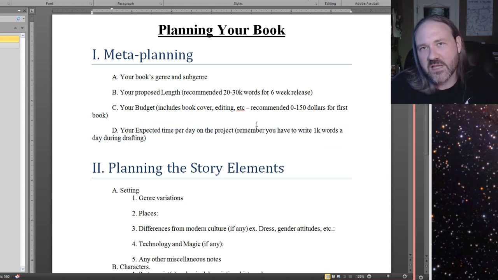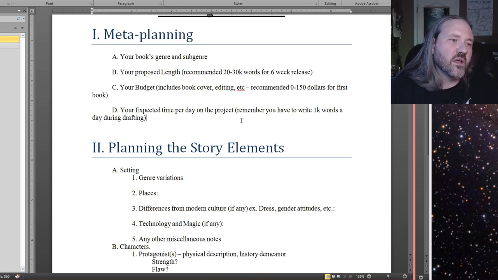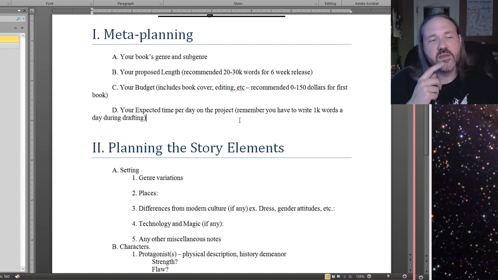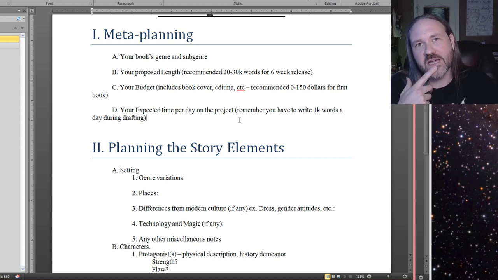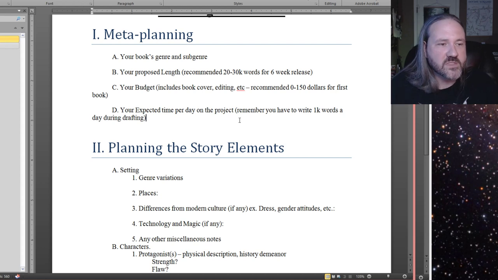Your expected time per day on the project. I said mine would be about 1 to 2 hours. A thousand words a day is what you need to be able to write during drafting, 1,000 plus. So you need to budget the amount of time that's necessary to actually complete the task. If you're not budgeting 1 to 3 hours, chances are you're not allowing quite enough time.